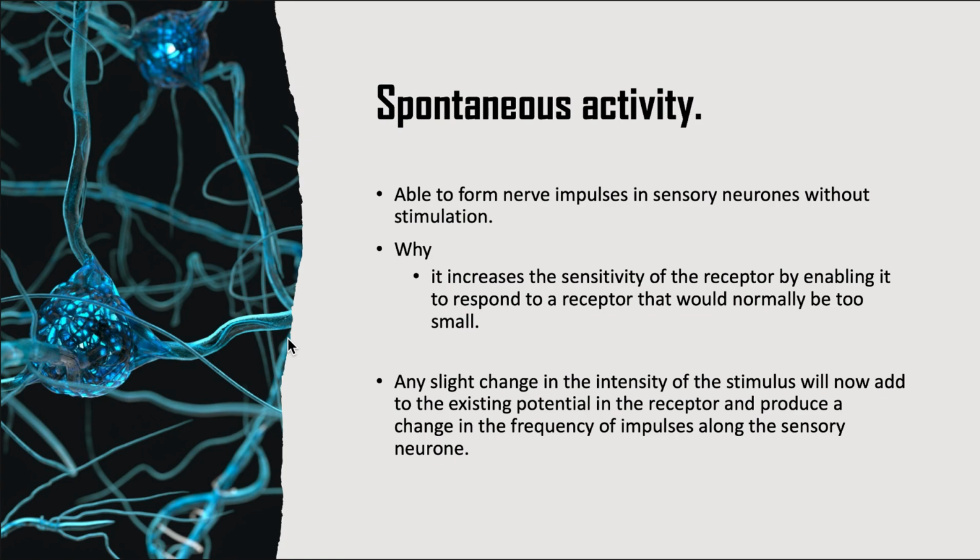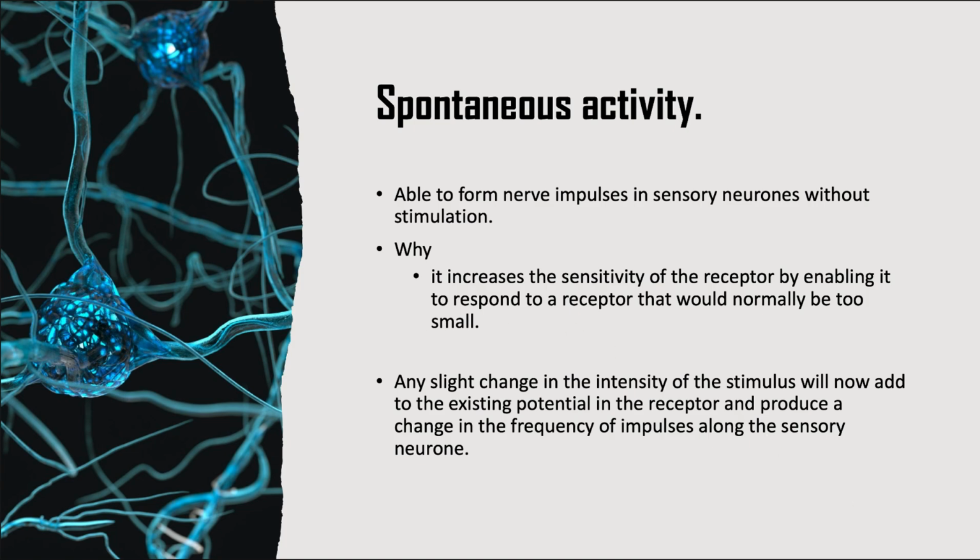Because sometimes the stimulus is going to come, but it's going to be really weak. So for the cells to already have an impulse that has been generated, a depolarization that is already existing, we can be sure that even a small stimulus can generate an action potential. So any slight change in the intensity of the stimulus adds onto the already existing potential in the receptor, and it produces a change in the frequency of the impulses along the sensory neuron.